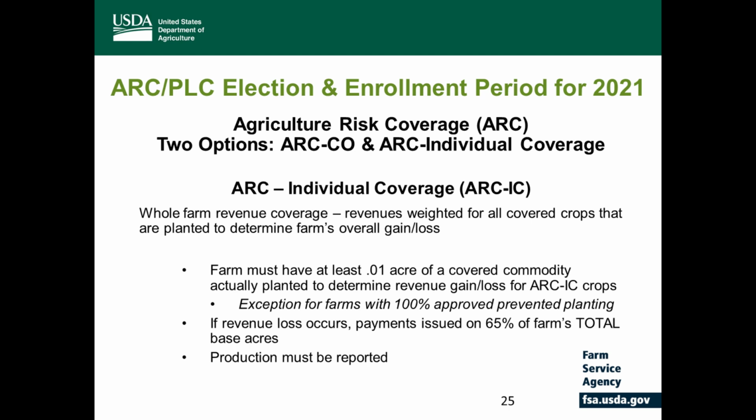I just want to point out with the prevent planted acres that if a producer on the farm has all prevent planted acres, but then there's a second producer on the farm that has planted even 1 acre of a covered commodity, the prevent planted acres will not be eligible for a payment. So in a situation like that, only the producer who planted the 1 acre of covered commodity will be eligible for an ARC IC payment calculation. The other producer on the farm that had all PP acres will not be eligible because the farm was not 100% prevent plant.